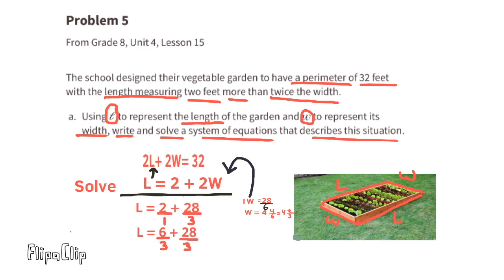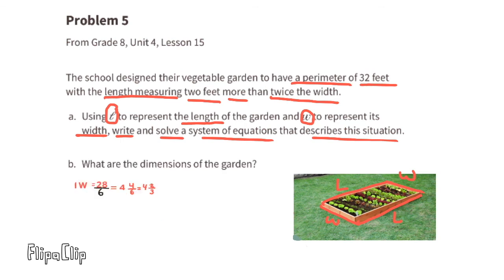2 is equivalent to 6/3. So we can add 6/3 to 28/3. That gives us 34/3. So we know that L equals 34/3, which can be written as 11 1/3. Now we know that the width of the garden box is 4 2/3 feet and the length of the garden box is 11 1/3 feet.